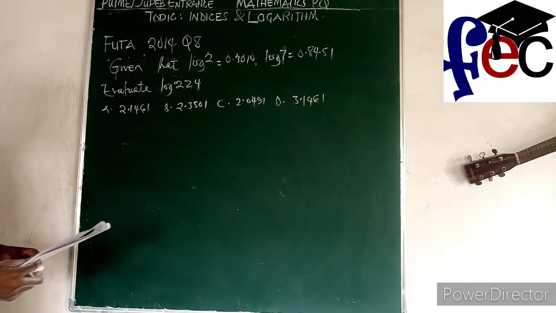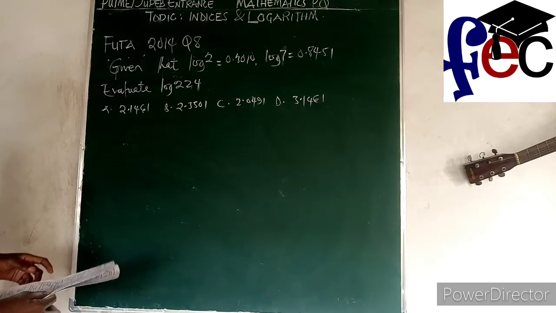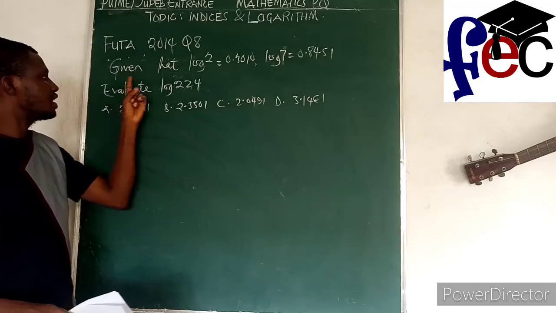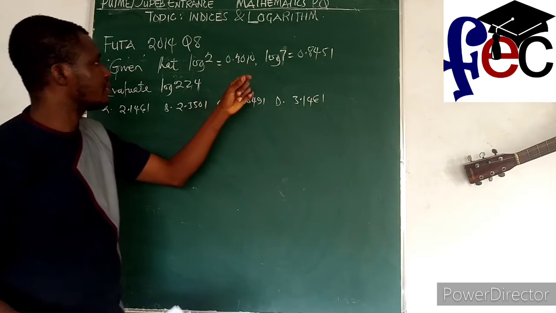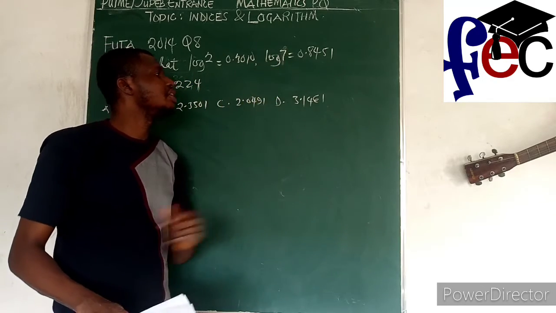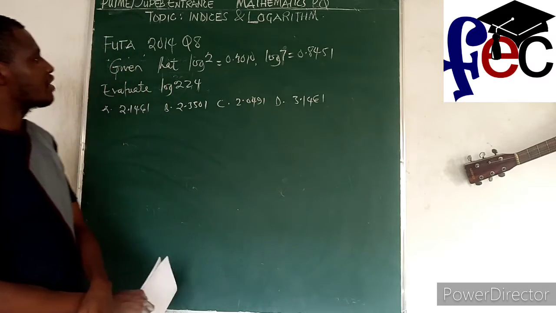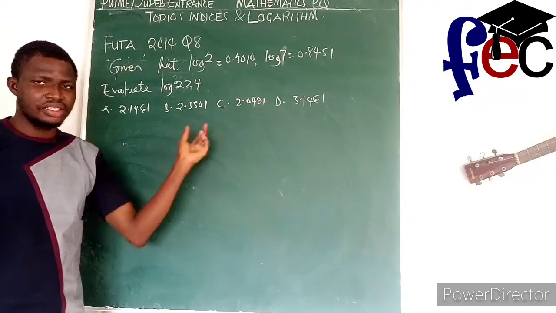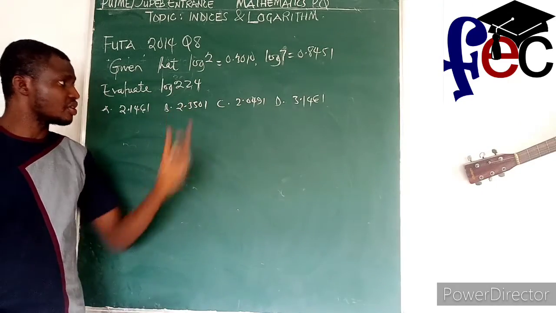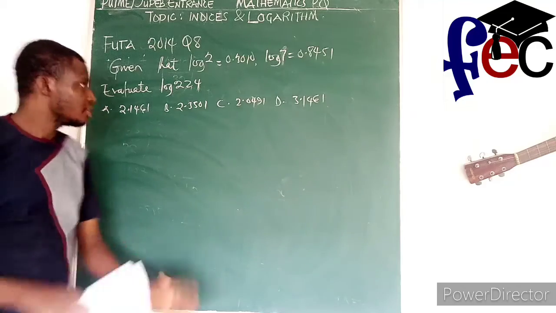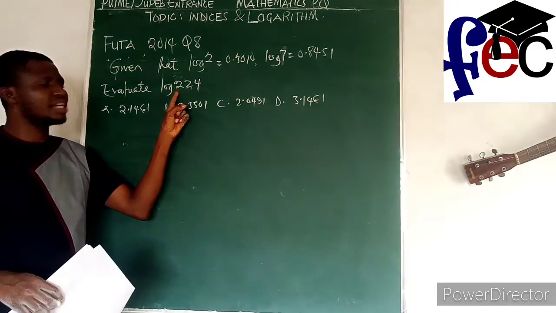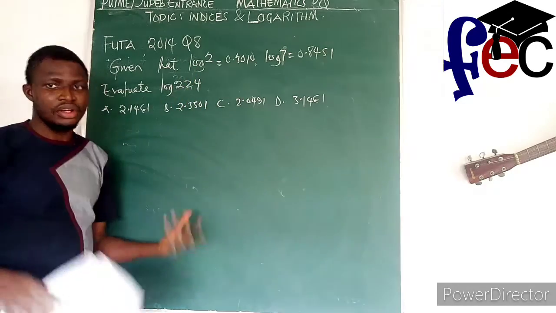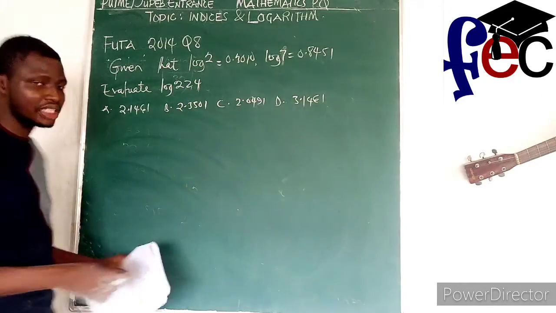So this is question 8 of that same year, 2014. We are to find, given that log 2 is 0.3010 and log 7 is 0.8451, we are asked to evaluate log 224. It's an example of common logarithm, because this is logarithm to base 10. Alright? So our duty is to look for a way to rewrite this logarithm of 224 in terms of log 2 and log 7. Otherwise, we may not be able to get our direct answer.